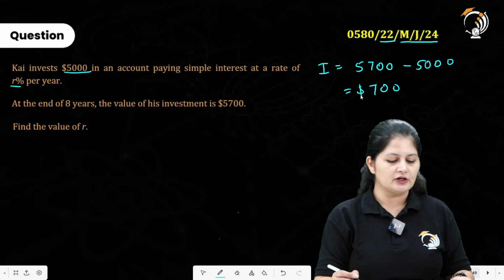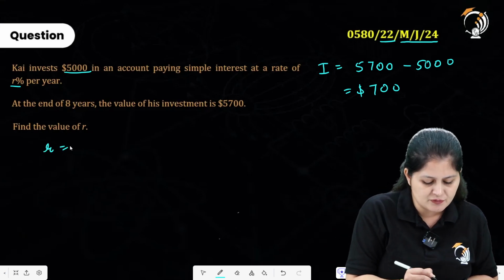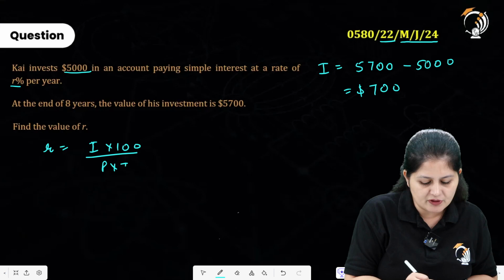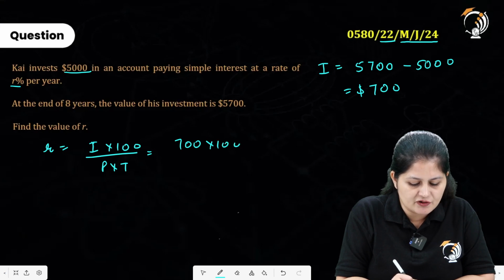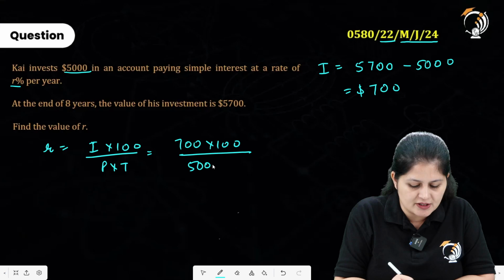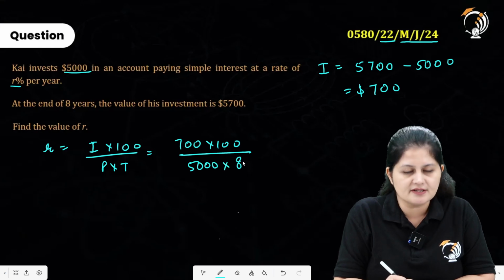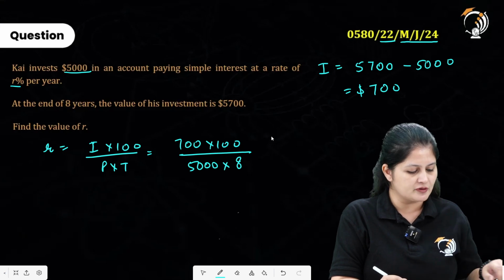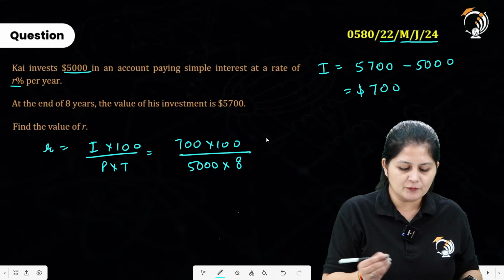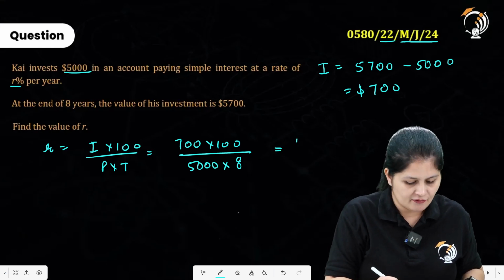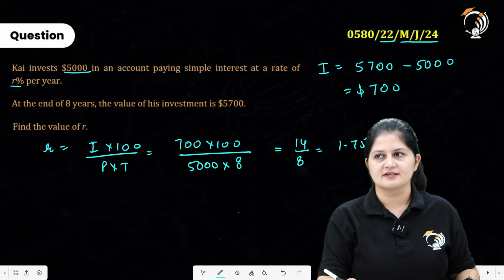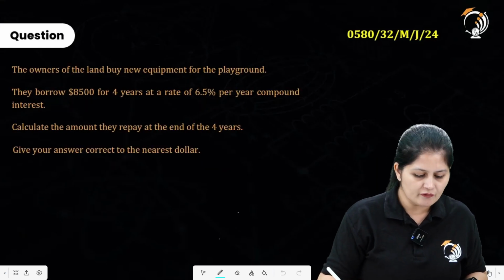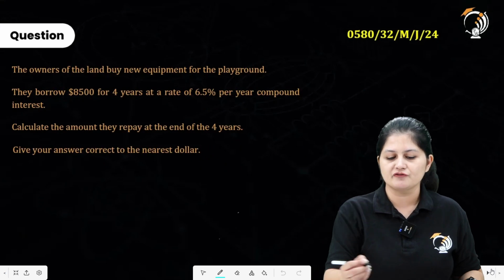Now we need to find out the rate of interest. So clearly, if we are going to make R the subject, it is going to be the interest multiplied with 100 over principal multiplied with the time. So here the interest is 700 multiplied with 100 over the principal, which is 5,000 multiplied with the time, which is 8 years. So let's do this calculation. What are we going to get here? So after doing the calculation, we are getting this as 14 over 8, which is coming out to be 1.75%. Clear?